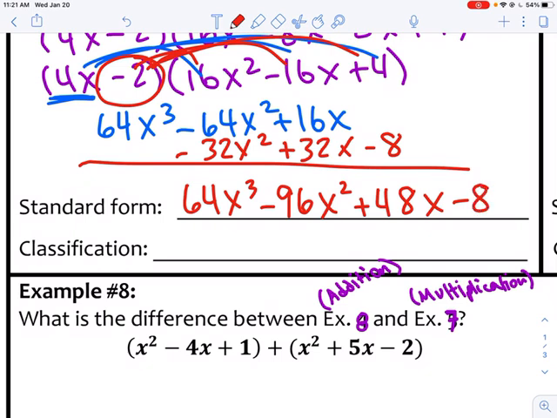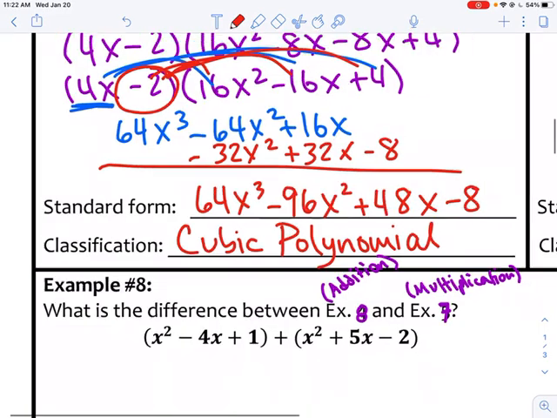All right, highest term is a 3, so I've got a cubic, and there are more than 3 terms, so anything after that is a polynomial. So another cubic polynomial.